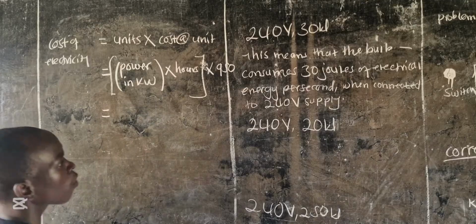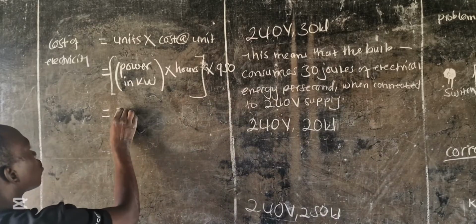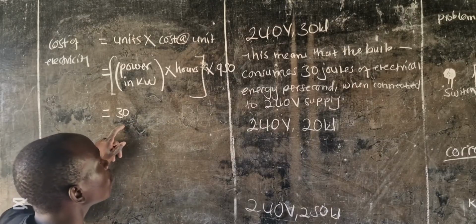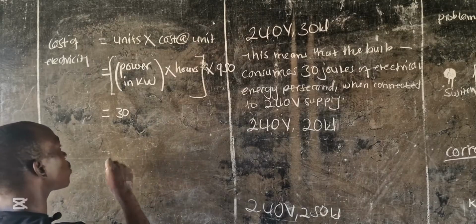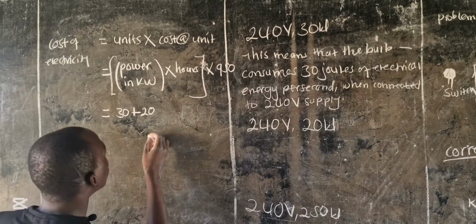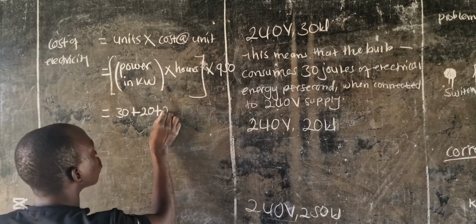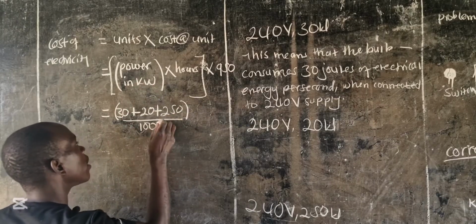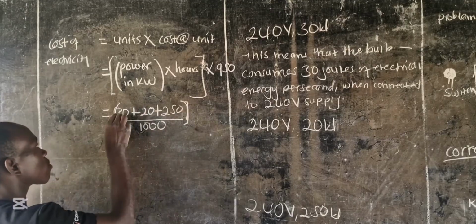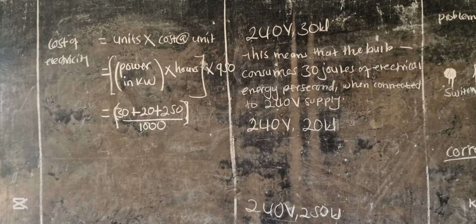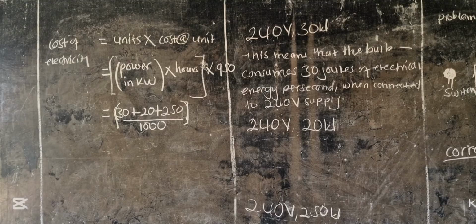So for power, we have each bulb. The first bulb was rated 240, 30 watts. So the power consumed by that bulb was 30 watts. Then plus another bulb that consumed 20 watts. Then plus another bulb that consumed 250. But we want power in kilowatts. So all this will be divided by 1,000, like this. Or you can split them, or you can simply leave them.